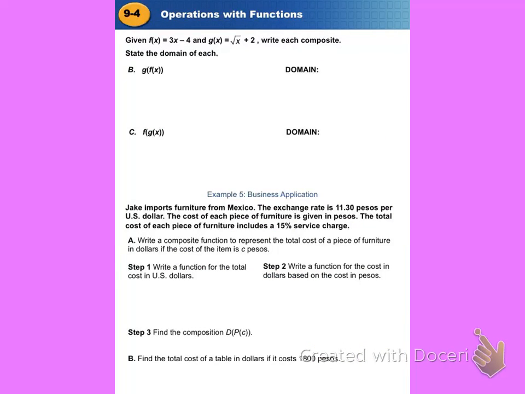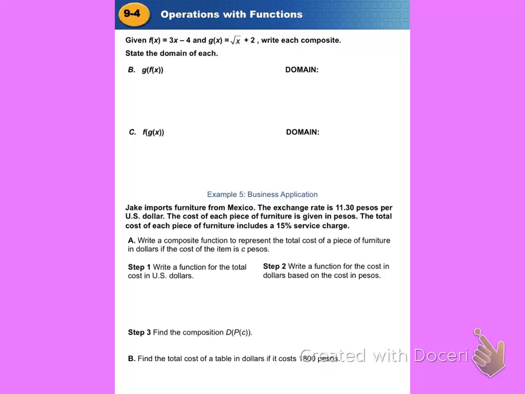In this next example, we're going to use the functions f of x is equal to 3x minus 4, and g of x is equal to the square root of x plus 2. And in each case, we're going to write the composite function and state the domain of each. So in the last example, we just did composition in just one direction. We did the composition f of g of x. Now this time, we're going to show both directions.